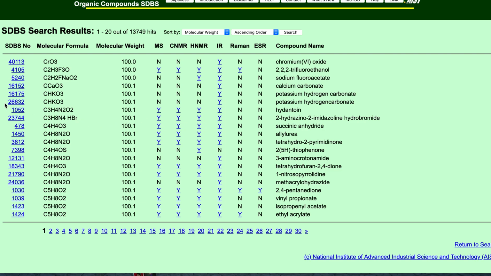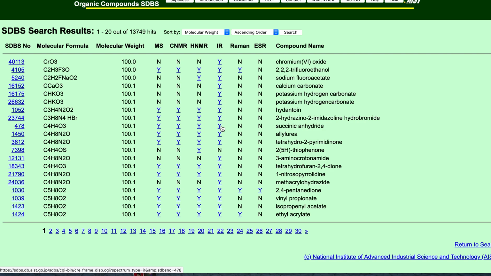The catalog number, SDBS number, for succinic anhydride I'm following is number 478. The formula is C4H4O3. It's a very important compound, succinic anhydride. You study organic anhydrides in Organic Part 2 lecture. It's 100.1 grams per mole. And in the database, they have mass spec, C13 NMR, Proton NMR, and infrared. We got ourselves a winner.